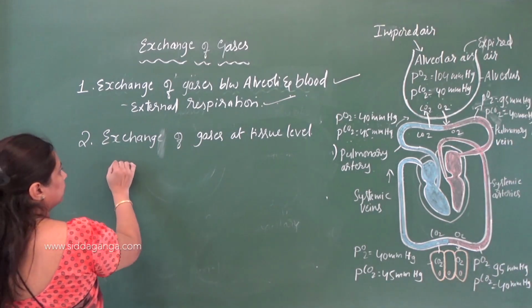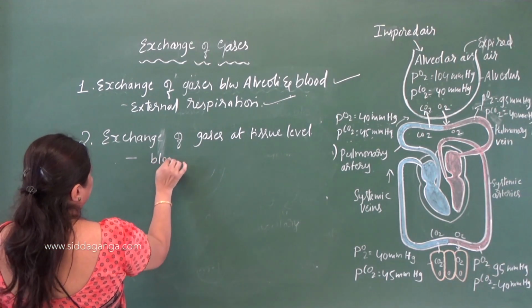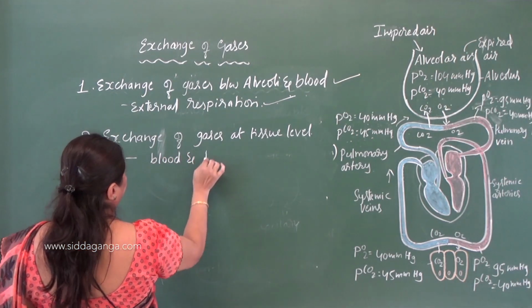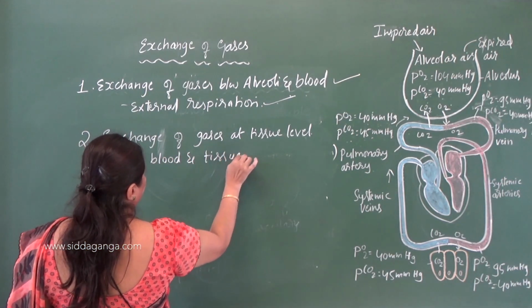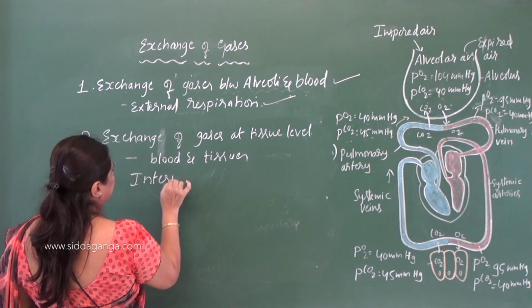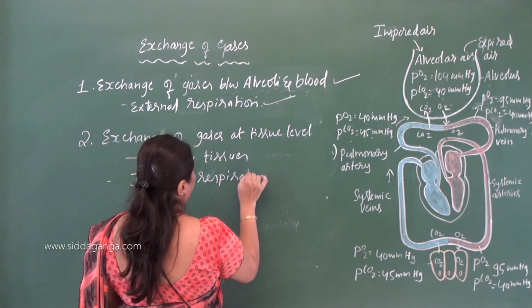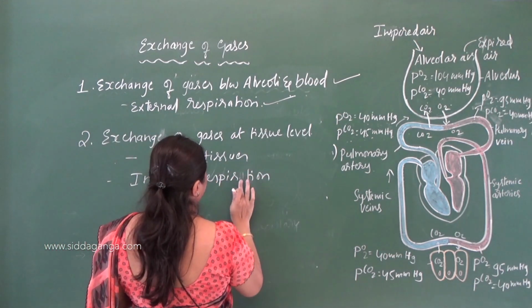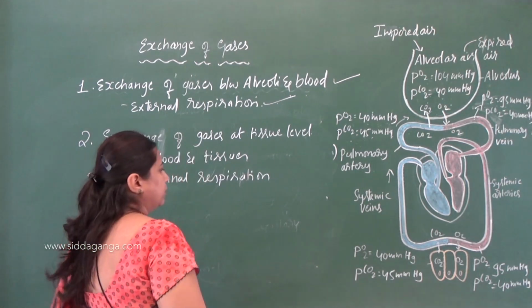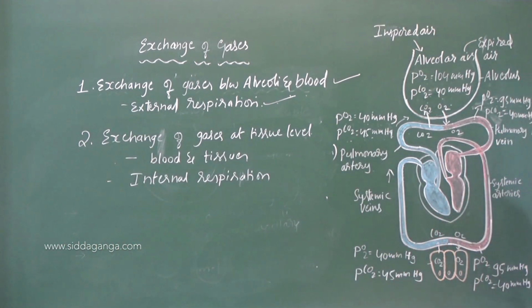So what is it called? Here the exchange of gases takes place between the blood and body tissues. So what is it called? It is called internal respiration. Right. So let us see how the gaseous exchange takes place at a tissue level.